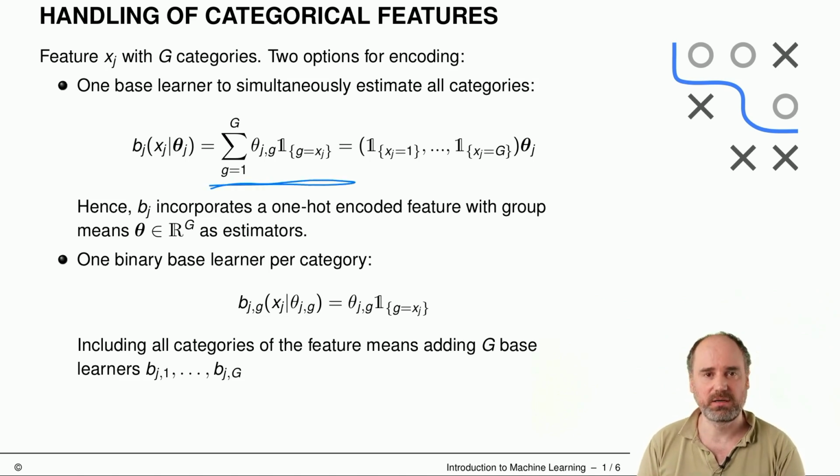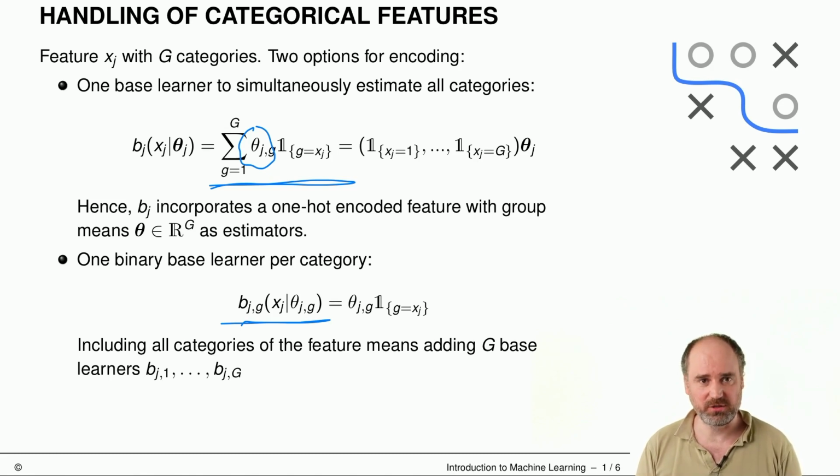We can do something like a one-hot encoding of our categorical feature, and then have one parameter per category, and we directly fit this base learner, and it's just in competition with all of the other base learners in component-wise boosting, and it either gets added in if it reduces the SSE fit against the pseudo-residuals the most, or not. The other option is to use one binary base learner per category. So each category gets its individual base learner.